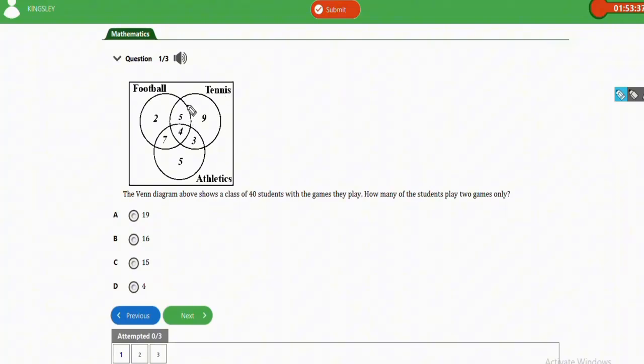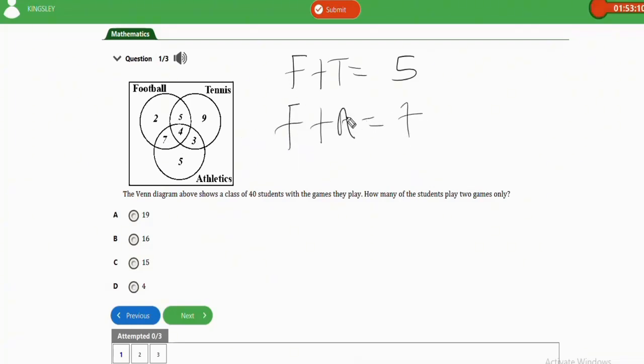Alright, so we have from the Venn diagram, the value 5 is for the number of students playing football and tennis. So we have football plus tennis to be 5 students. Then we have the number 7 to be the value of students playing football and athletics. So we have football plus athletics to be 7, and again we have the number of students playing tennis and athletics to be 3. So we have tennis plus athletics to be what? 3. We are almost done.